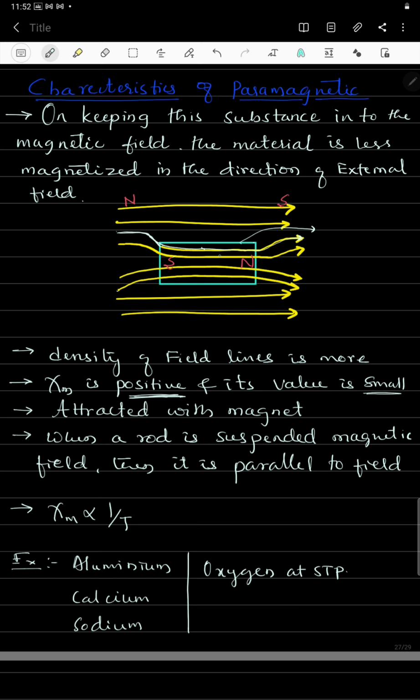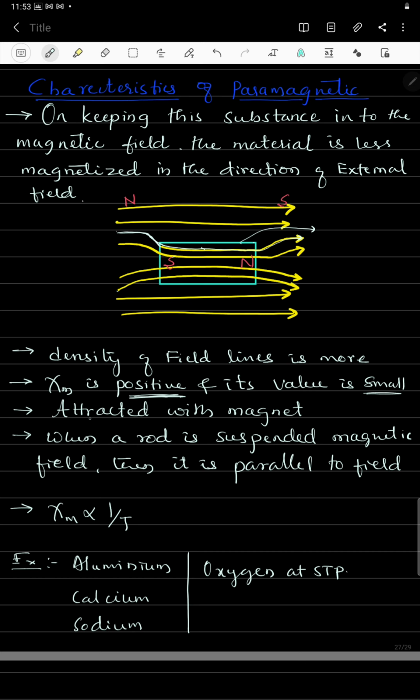Why? Because half of the field lines go into the material and half of the field lines move out from the material. So whichever field lines are near that material move through it, and whichever magnetic field lines are away from the material move as straight lines. So that's why χm is positive and its value is small.